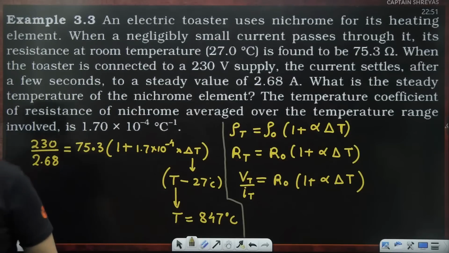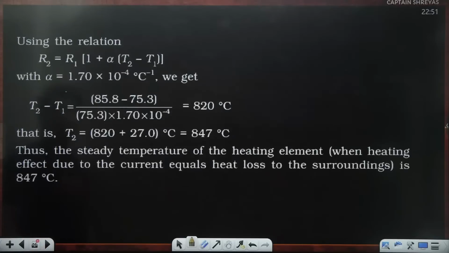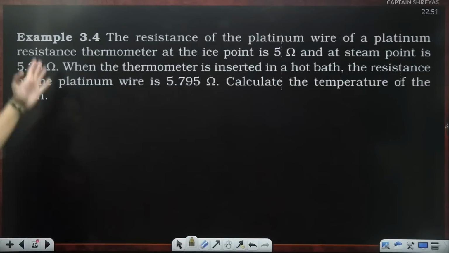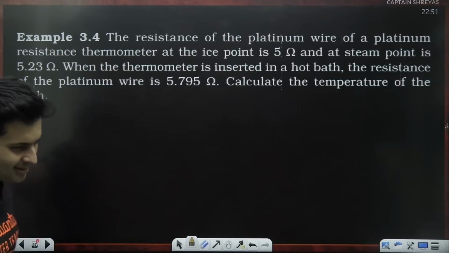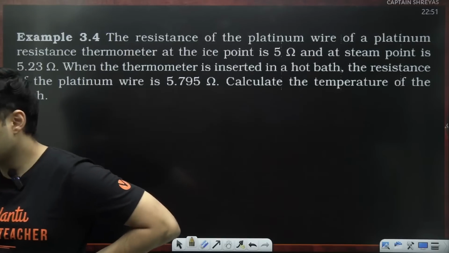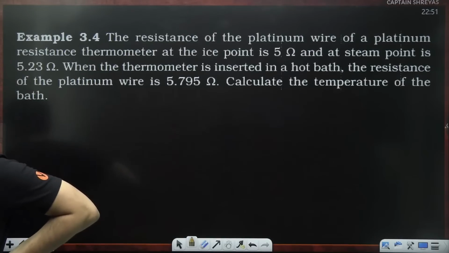Okay. Let's go to the next question, maybe, or next concept. Resistance of a wire is 5 ohms at ice point and at steam point is this much. When it is inserted in a hot bath, the resistance is this much. Calculate the temperature of the bath. Very interesting question, guys.